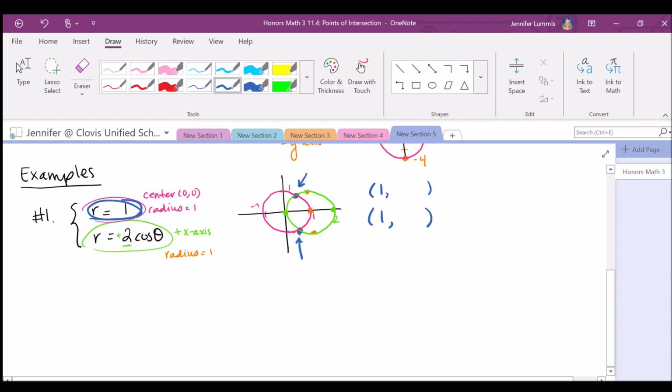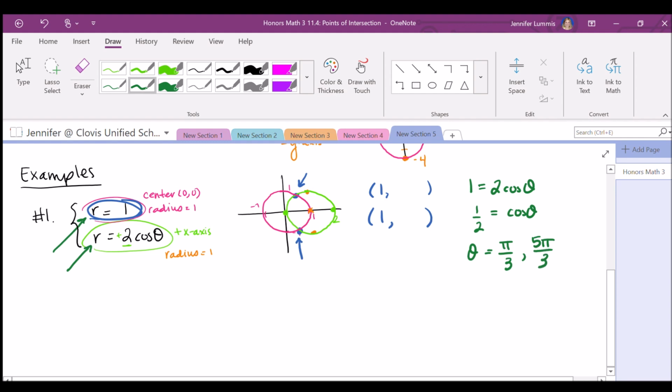All right, so because I have back at the beginning what r equals for both equations, we're going to go ahead and just set the two equal to one another. So I have r equals 1 and r equals 2 cosine theta. So setting them equal, 1 equals 2 cosine theta. That'll tell us that cosine theta is equal to 1/2. And so this happens when theta is pi/3 and 5 pi/3.